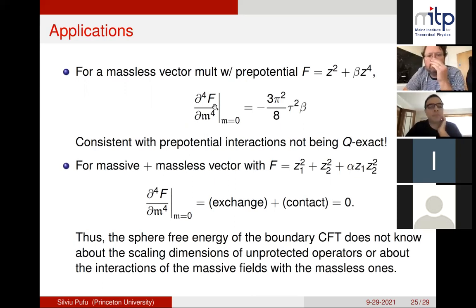And then in the other example, we have a massive vector multiplet and a massless vector multiplet interacting. If we add together all the exchange diagrams, where we exchange the fields in the massive vector multiplet, and all the contact diagrams that are required to be there by supersymmetry, the whole thing gives 0. So the sphere free energy of the boundary conformal field theory does not know about scaling dimensions of unprotected operators or about the interactions of the massive fields in the bulk with the massless ones.